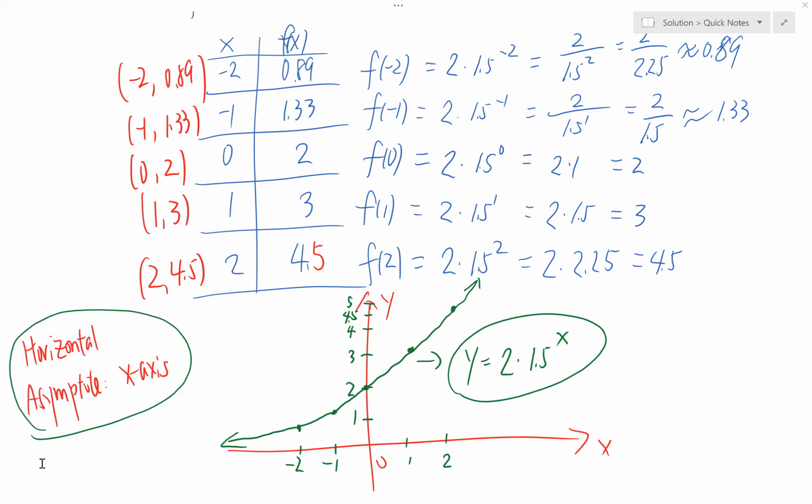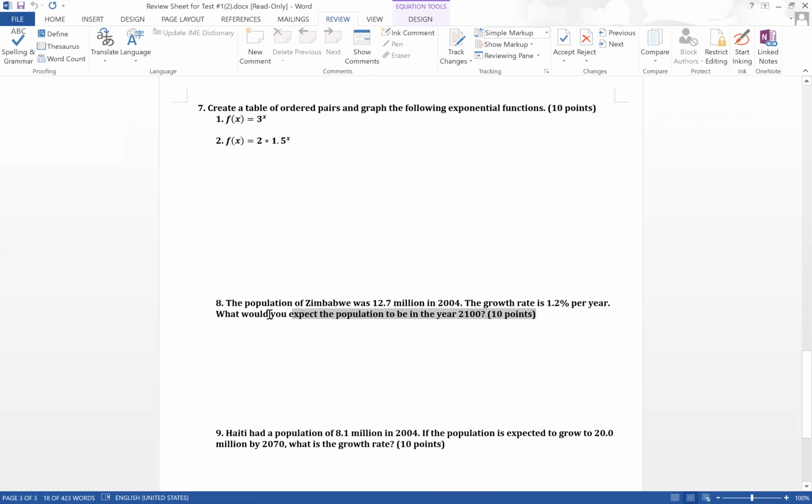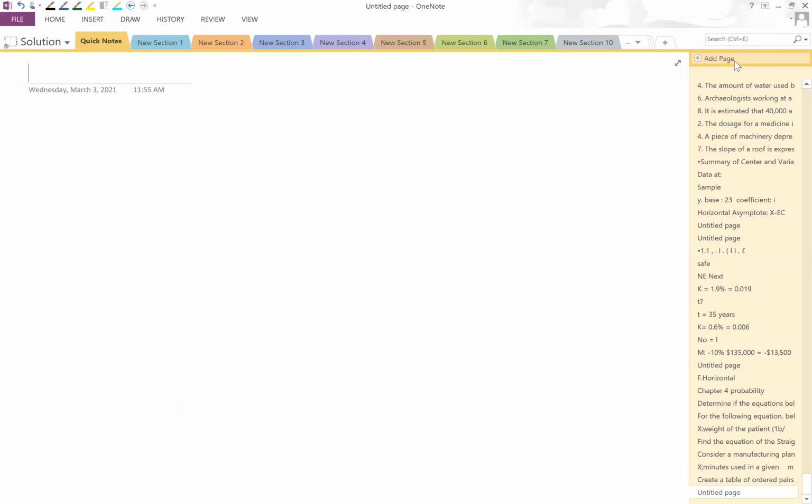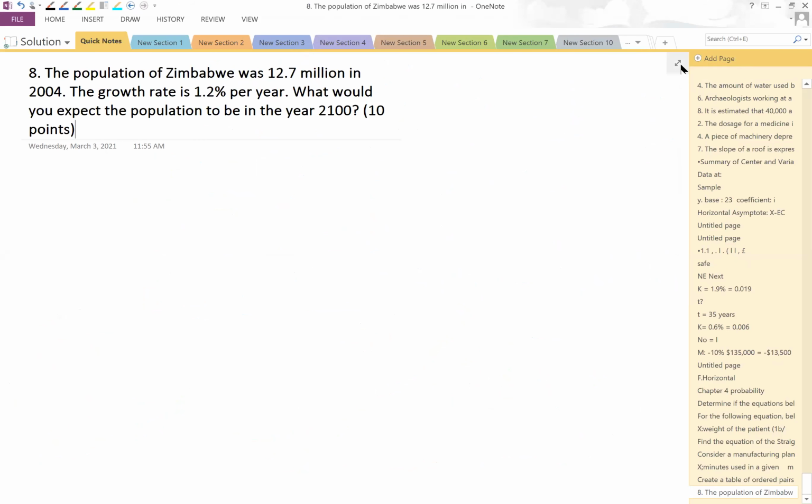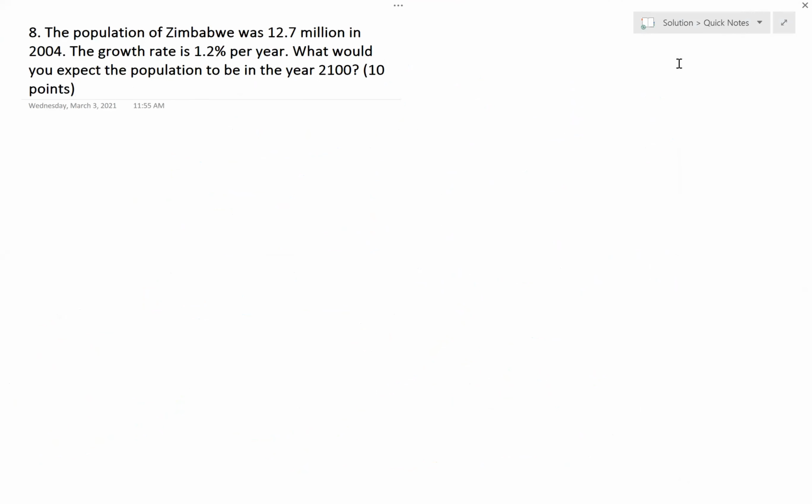Question 8. Also, we have this population in Zimbabwe, where it was 12.7 million in 2004. The growth rate is 1.2% per year. What would you expect the population to be in the year 2100? So that's the question, using the exponential growth model to make a prediction about the population.